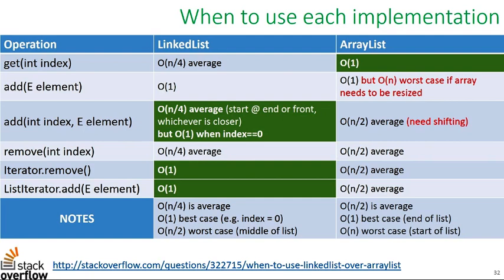Okay, the list is a nice abstraction. It's a nice interface to work with. You should always program to interfaces, no problem there. But sometimes you need to know actually what kind of performance you're going to get with the implementation. So this is pretty much your summary slide.